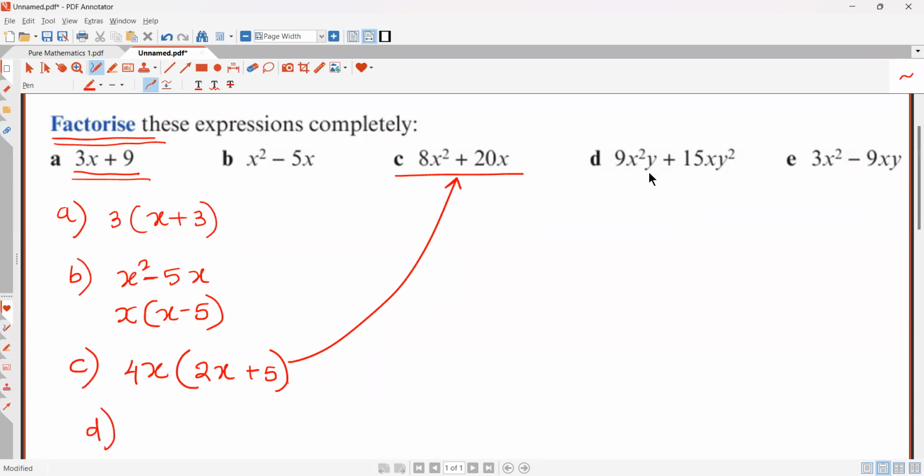Now D part, can you see y is common and x also only 1x common? Here, most probably out of these two, 3 is common between them. So 3 is common. 3 3s are 9. Oh, no. I made a mistake. 3x and y is common. Therefore, only 1x is left. You see? And 3 is left. Because 3 3s are 9. x into x is x square. y.